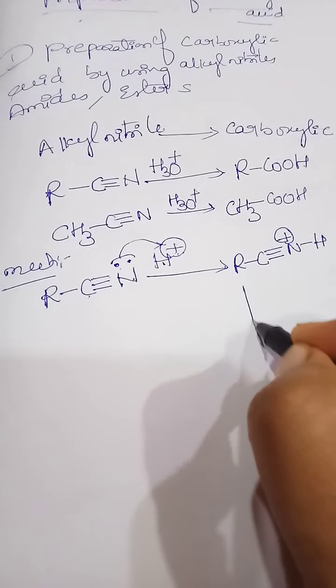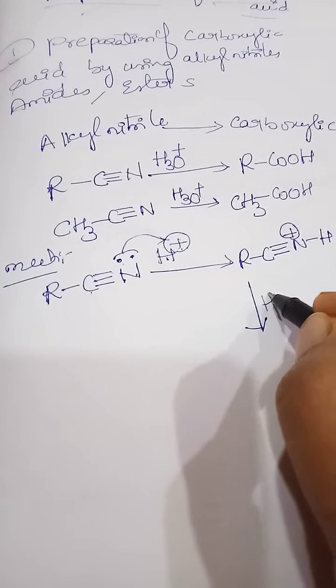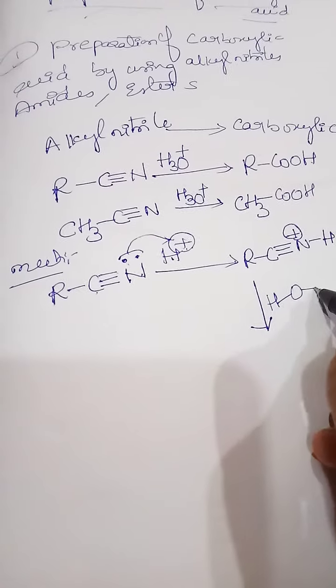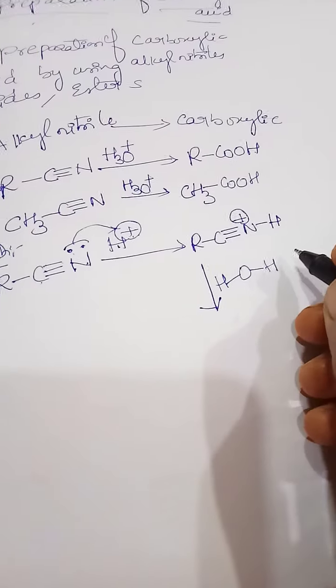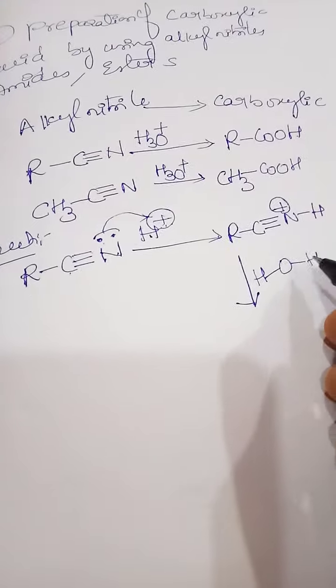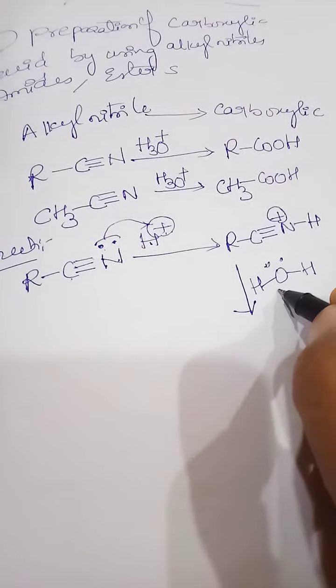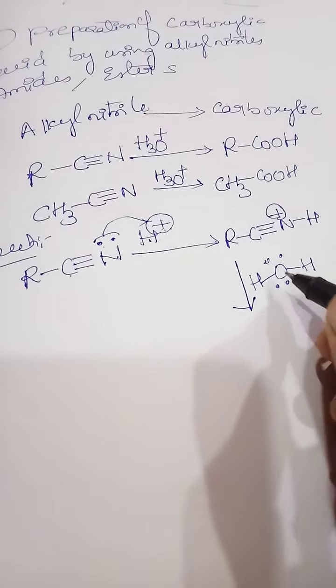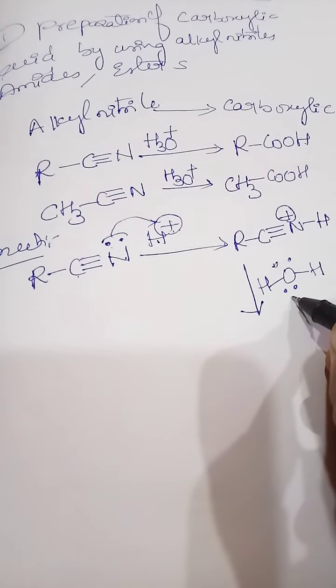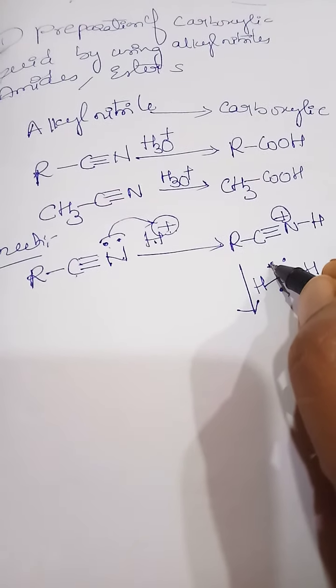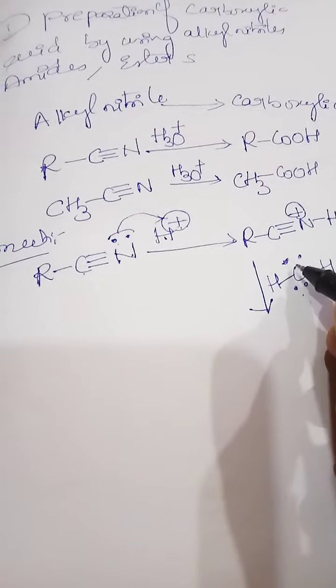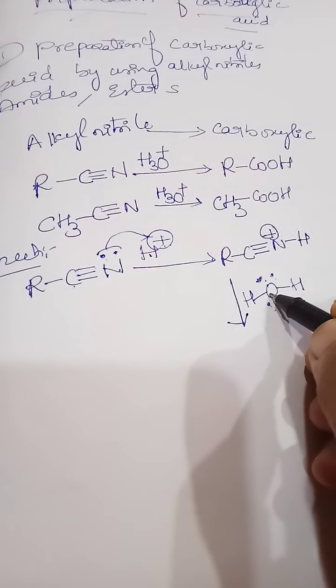Now what happens here? The water molecule will come here. So how to write the water molecule? As we know, the formula of water is H2O, and on the oxygen you can see 2 lone pairs of electrons, that is 1 lone pair and this is another lone pair. What are lone pairs? These are nothing but non-bonding electrons which are not participating in bond formation. Now here, because of the presence of extra electrons, this oxygen is acting as a nucleophile.